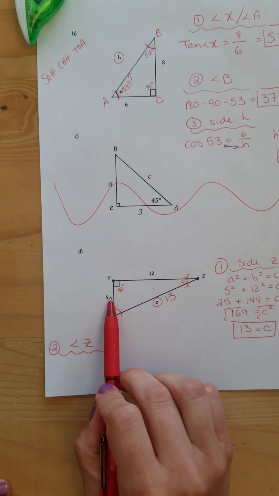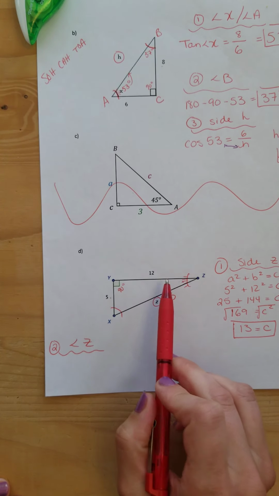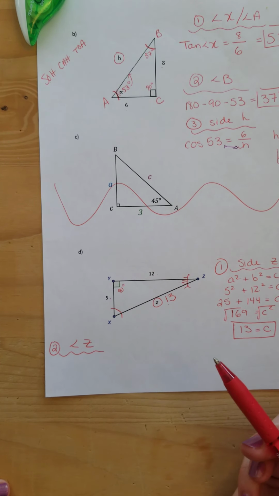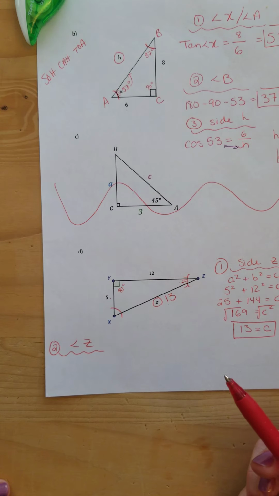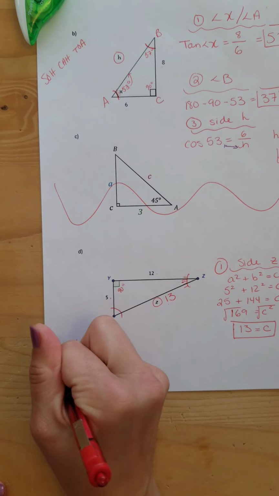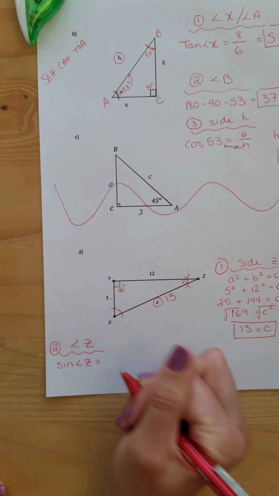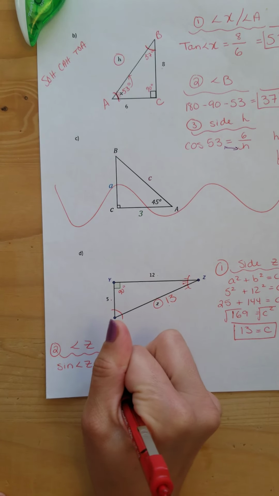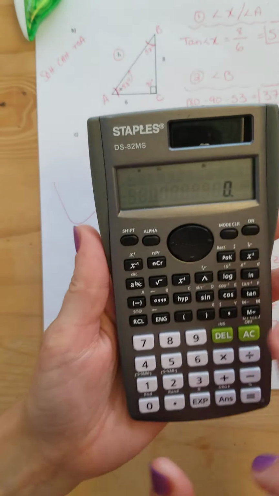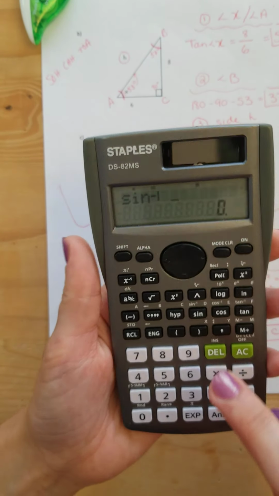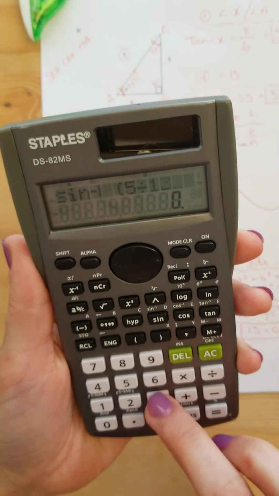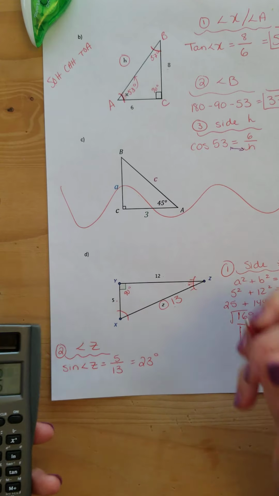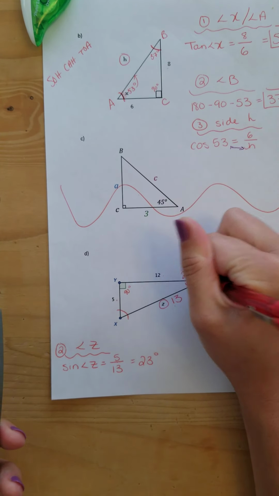So I could do opposite over hypotenuse, that would be sine. I could do adjacent over hypotenuse, that would be cos. Or I could do opposite over adjacent, that would be tan. It totally doesn't matter. Let's go for sine, okay? So if I'm doing sine of angle Z, I know sine is opposite over hypotenuse. So opposite over hypotenuse, 5 over 13. I'm looking for an angle, so I'm going to go shift sine, and I want it of 5 divided by 13, and that gives me 22.6. I'm going to round that up to 23 degrees. So I just found that this is 23 degrees right here.